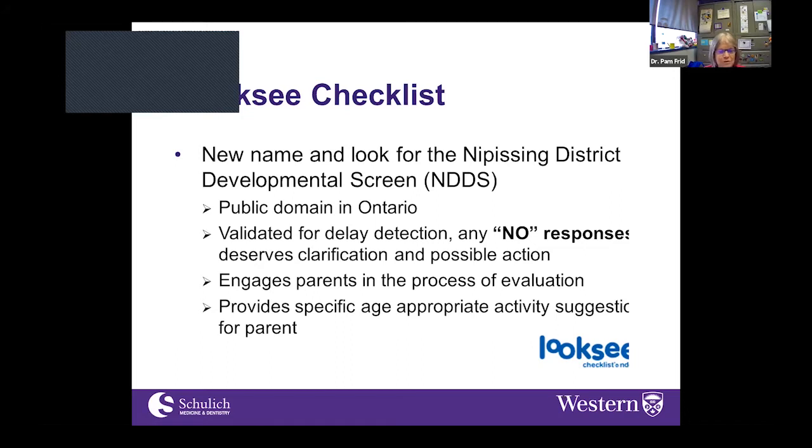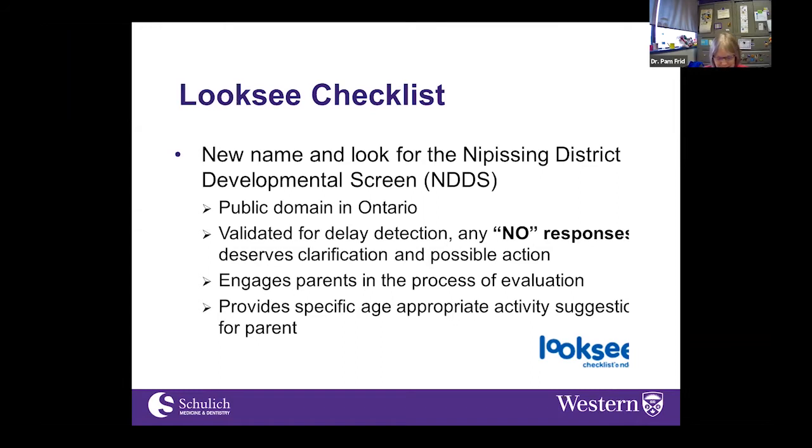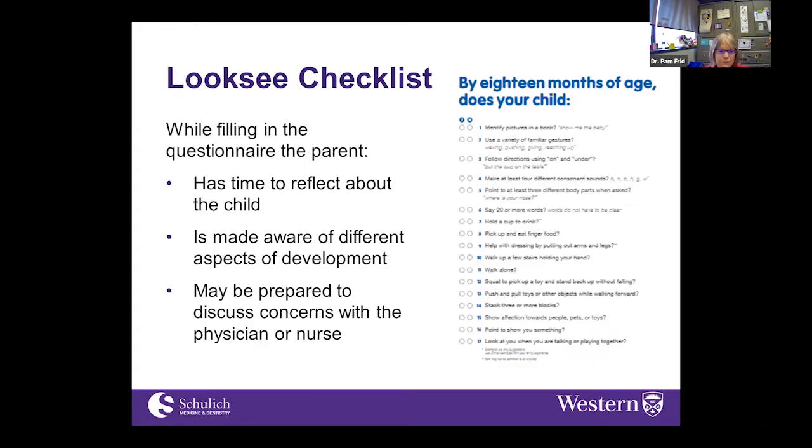When you get to the age about using scissors, the same thing happens. Children may not have been given access to scissors. So that doesn't mean they failed their screening. It's just that they have not had access. This is an example of what the LookSee checklist looks like, and you can see it's laid out on the right side there, and the parents are just simply asked to say yes or no to every question.